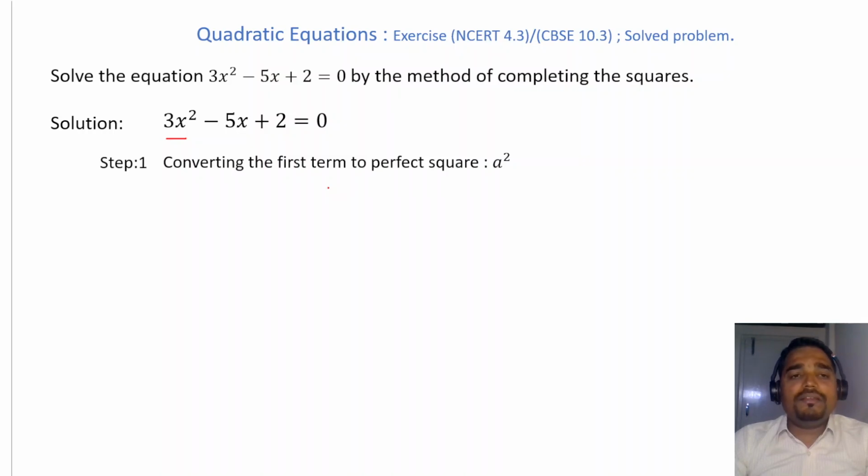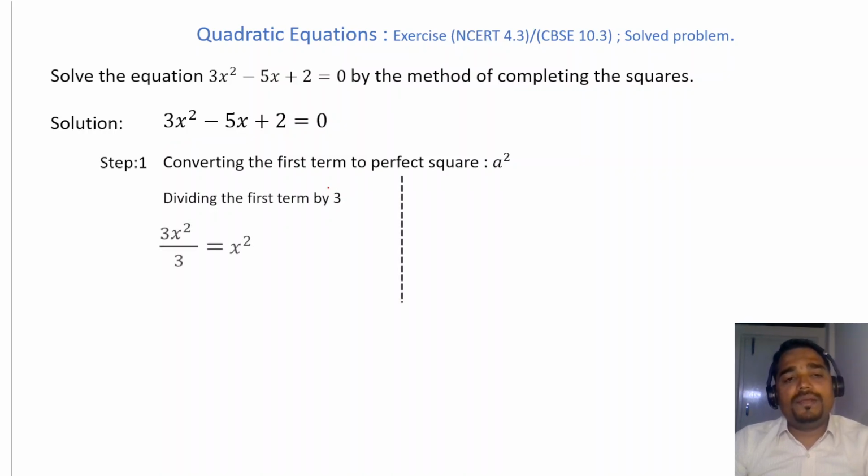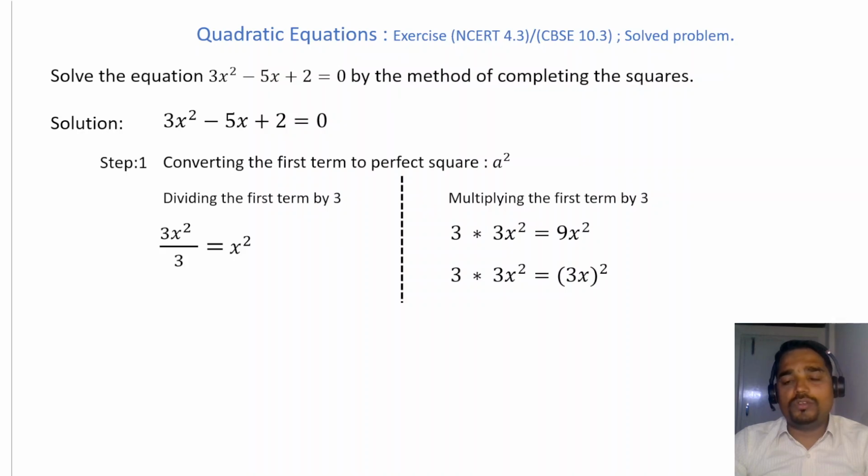That is, either we can divide the first term by 3, that is, upon dividing 3x square by 3, 3 would get cancelled and we would be getting x square, which is a perfect square. Or we could as well multiply the 3x square term by 3, that is 3x square multiplied by 3 would be 9x square, or it could as well be represented as 3x whole square. Because there is a whole square, it is a perfect square. This is step number 1.